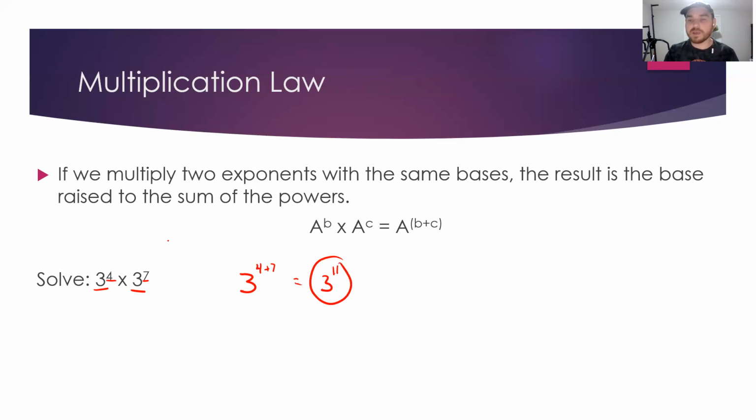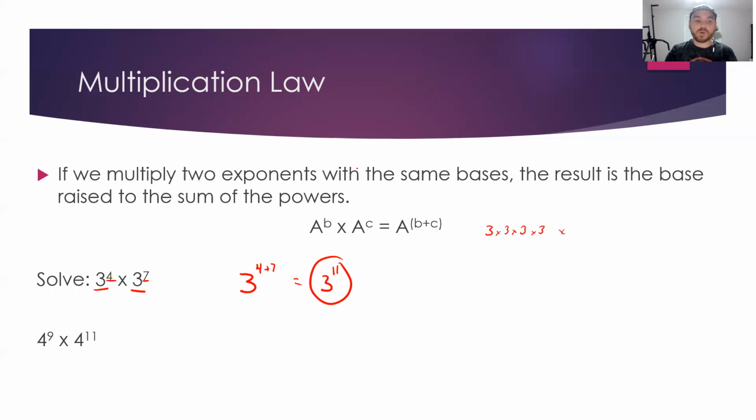Now, if you ever forget how to do this, you could just write these out in expanded form. You could actually write 3 times 3 times 3 times 3, and then times 7 3s, which I don't want to do right now. Count them all up, put it back into exponential form, and that would work too. But this shortcut is going to be really, really helpful.